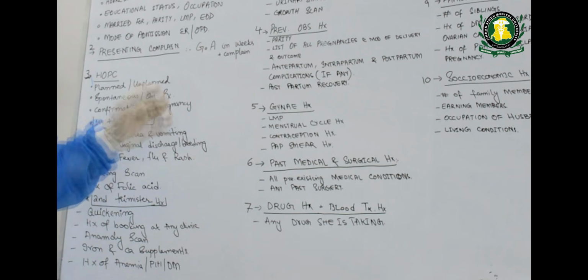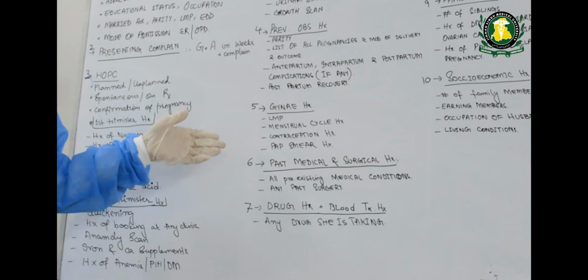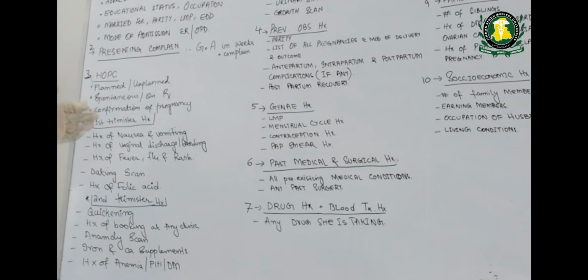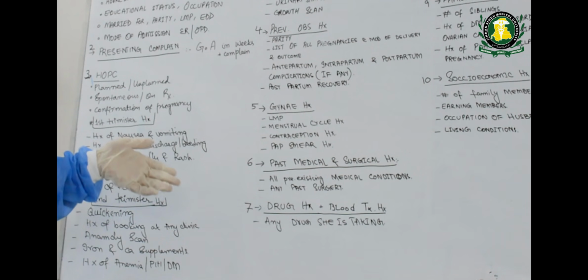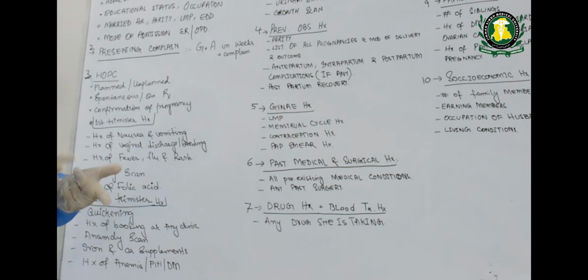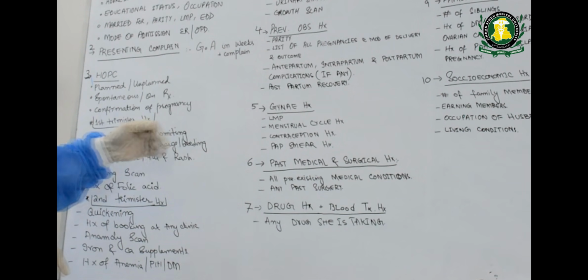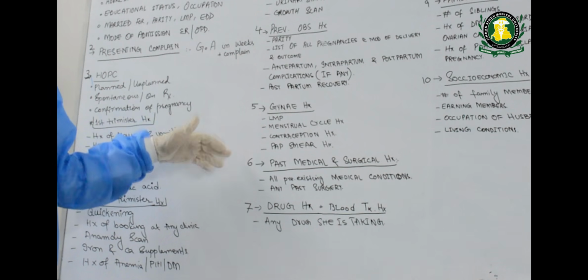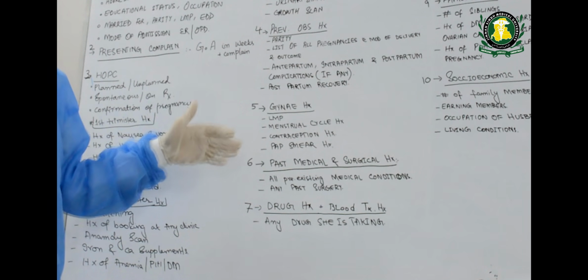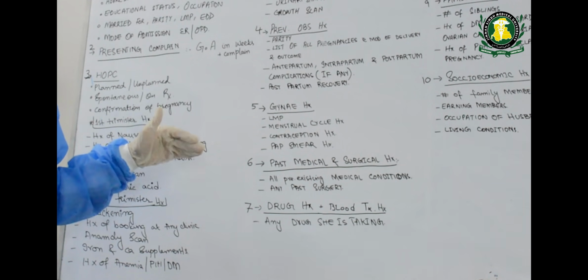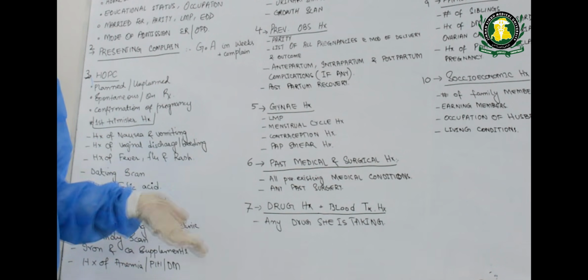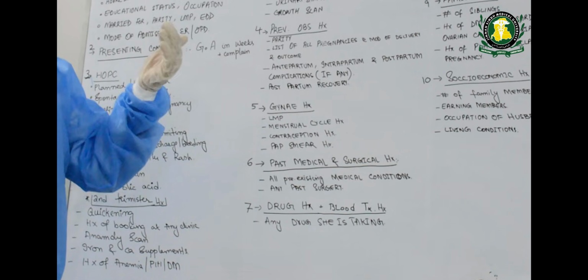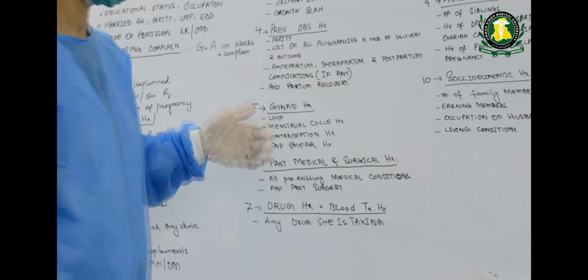The sixth component is past medical and surgical history, in which we inquire about all pre-existing medical conditions of the patient, that is hypertension, diabetes mellitus, hypothyroid, cardiac disease, or any pre-existing medical disease. And in surgical history, whether she had any surgery in the past. The seventh component is drug history and the blood transfusion history, in which we will inquire about any drug she is taking and whether she had any blood transfusion in the past or not.